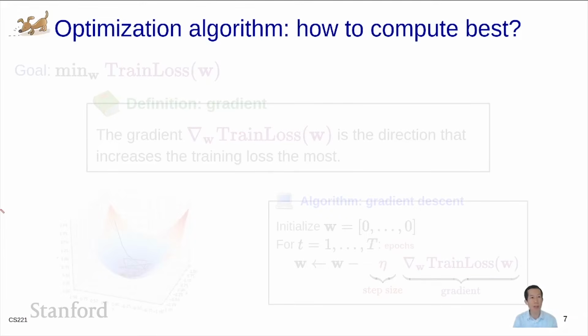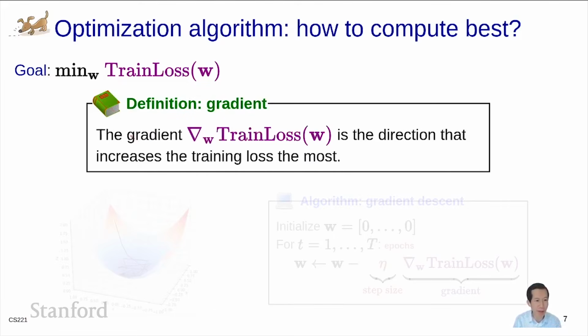Now the third question is, how do you compute the best? Fortunately, we already have our well-defined goal. We want to find the weight vector that minimizes the training loss. And we're going to adopt a very simple strategy called follow your nose. You start at a particular w, and then you sniff around, and then you just move in the direction that seems like it's going to reduce your loss the most. More mathematically, we're going to define the gradient as the direction that increases the training loss the most. And importantly, we want to go in the opposite direction because we want to decrease the training loss, not increase it.